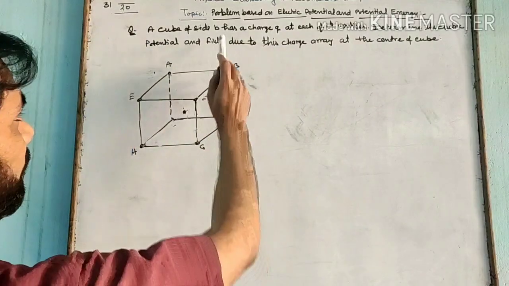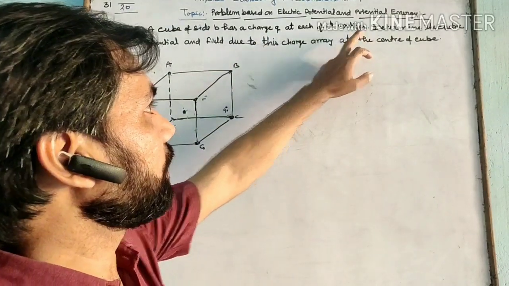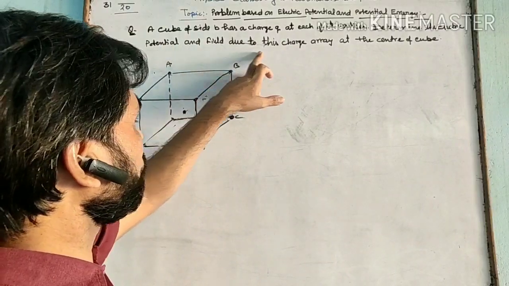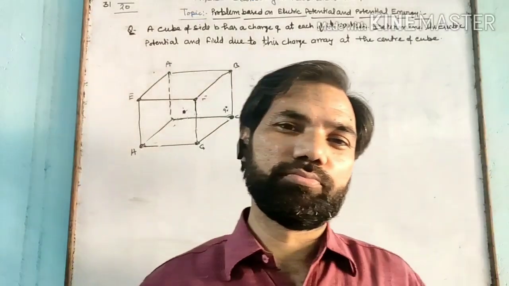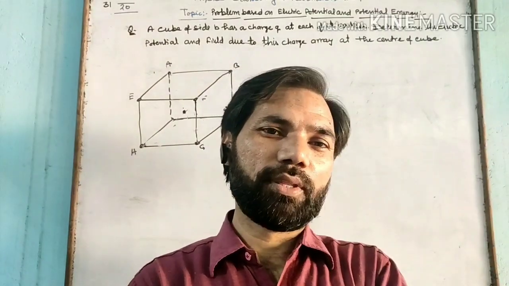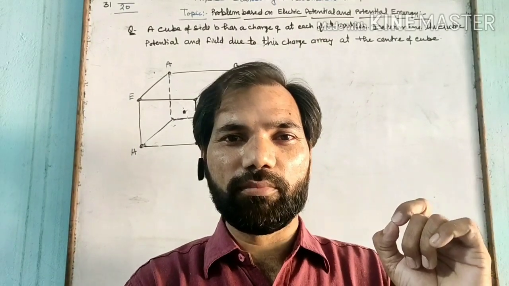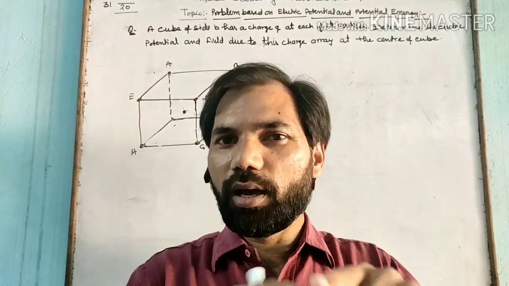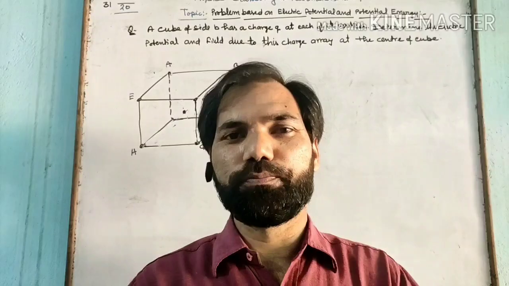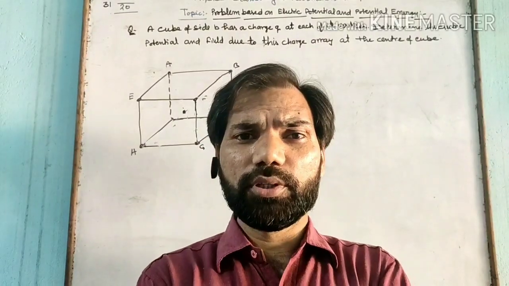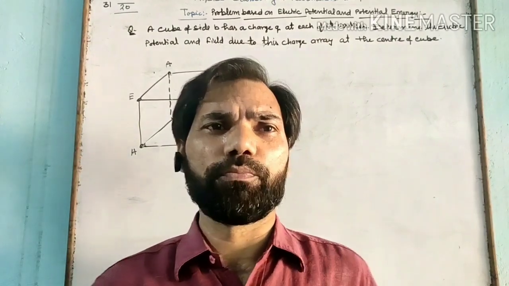A cube of side a has a charge q at each of its vertices. Determine the electric potential and field due to this charge array at the center of the cube. We have given a cube of side b and 8 charges having equal magnitude, that is small q, placed at each vertex of the cube. We have to find out the electric potential and the field at the center of the cube.